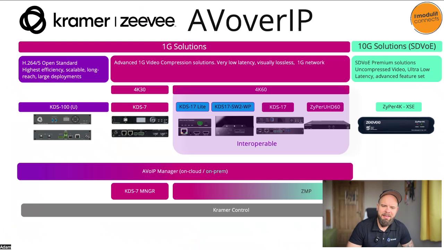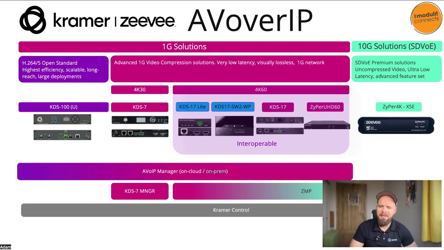So first of all, the AVoIP portfolio from Kramer and ZeeVee. The Kramer brand, everybody knows it in our industry, but the different thing is ZeeVee. Just to remind you that ZeeVee is the AVoIP manufacturer from the US. Around 2 years ago, Kramer decided to buy ZeeVee. And now the Kramer and ZeeVee offer is actually integrated into one. What you see right now on the slide is the full representation of the portfolio.